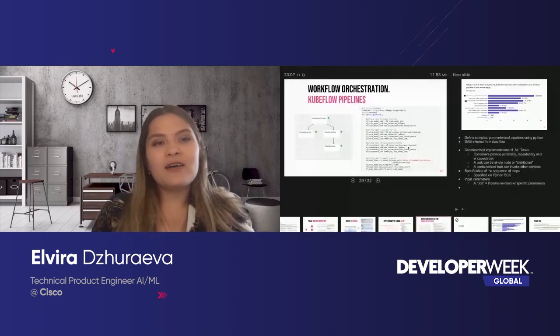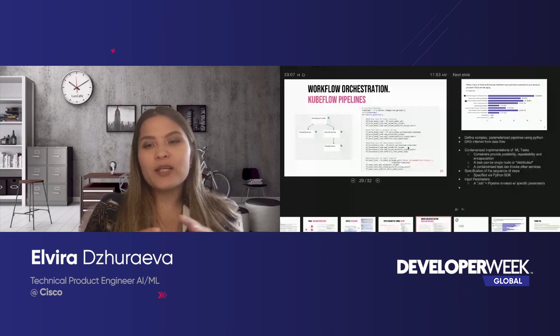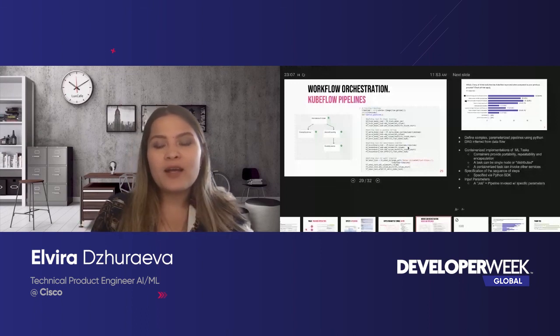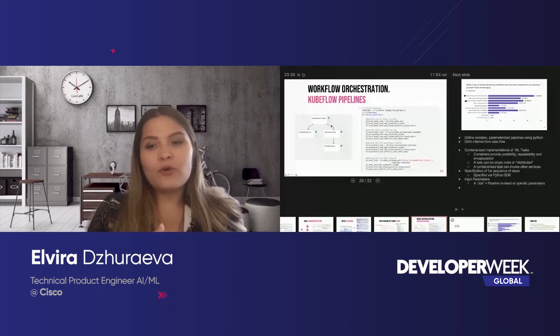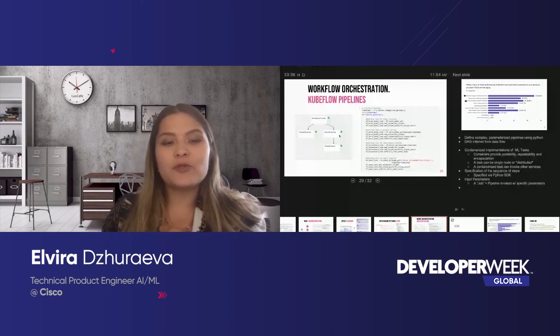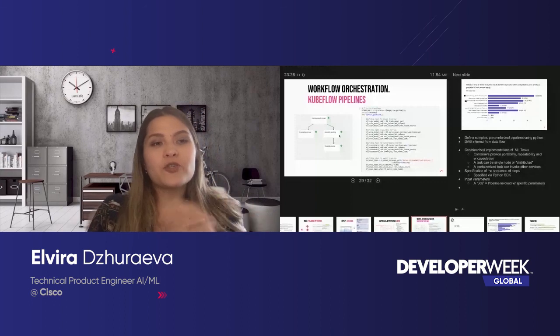And finally, the most popular component is the pipeline. It helps to define complex parameterized pipelines using Python. You can see an example of it here. It connects all the containers, and this provides adaptability, repeatability, and encapsulation. So a task can be single node or distributed. It's a really great tool that helps you to see the full picture of the machine learning workflow.